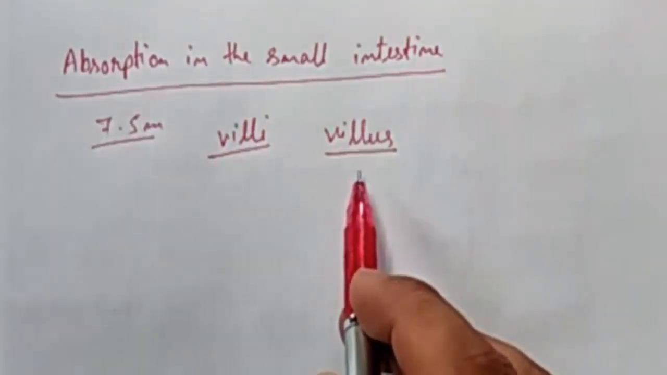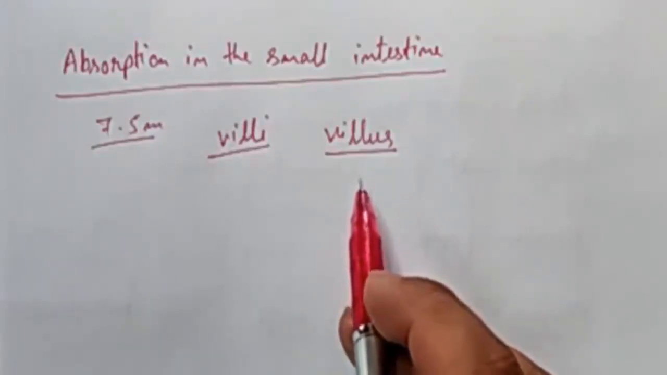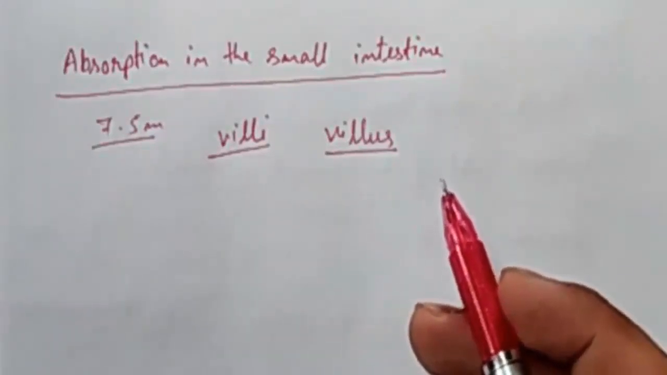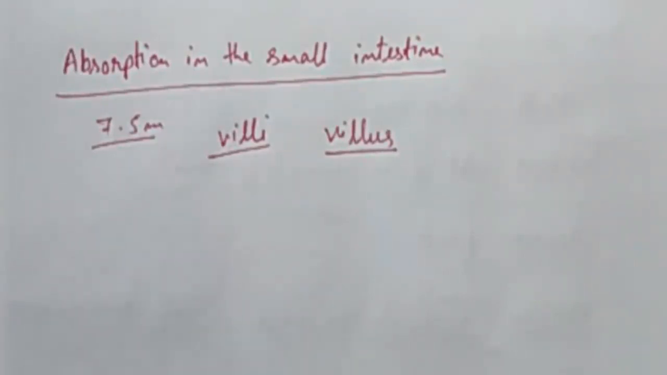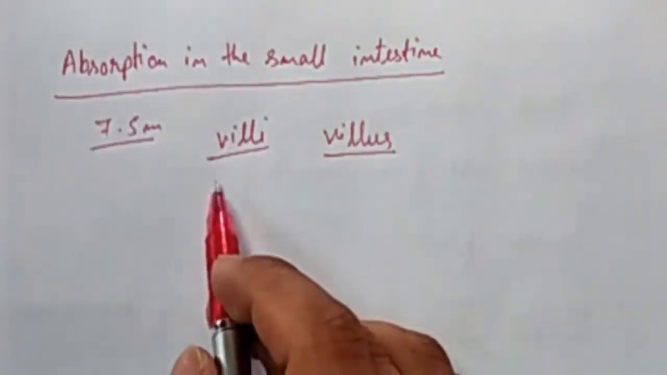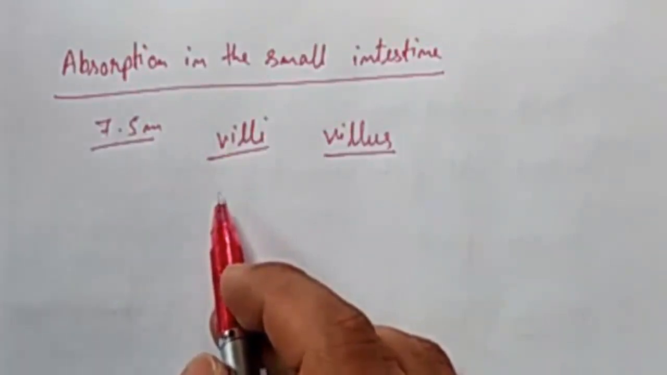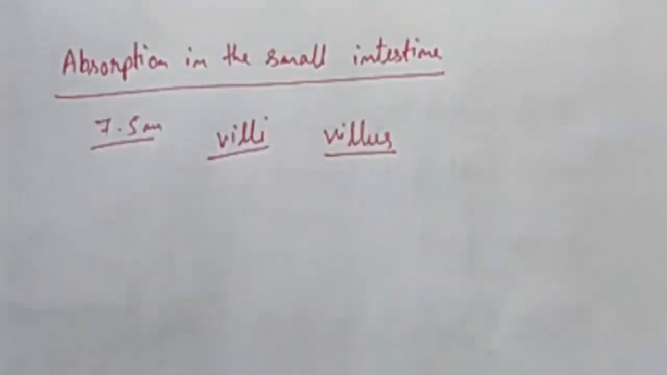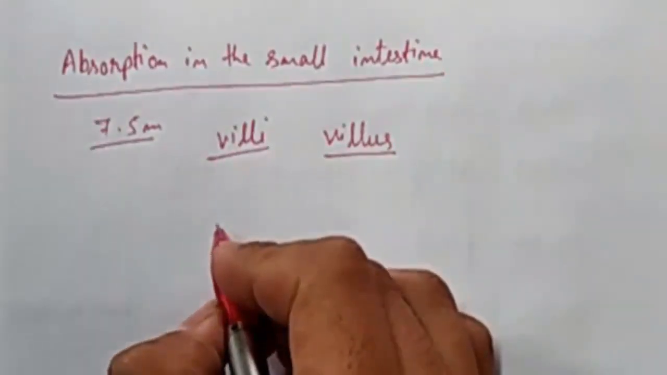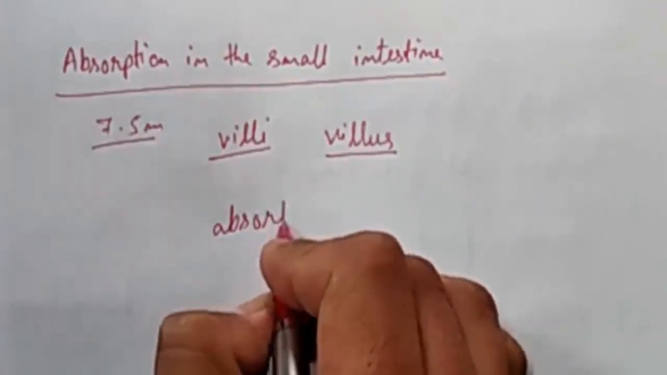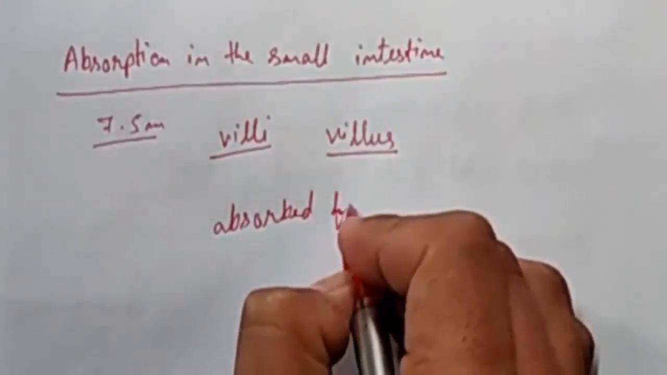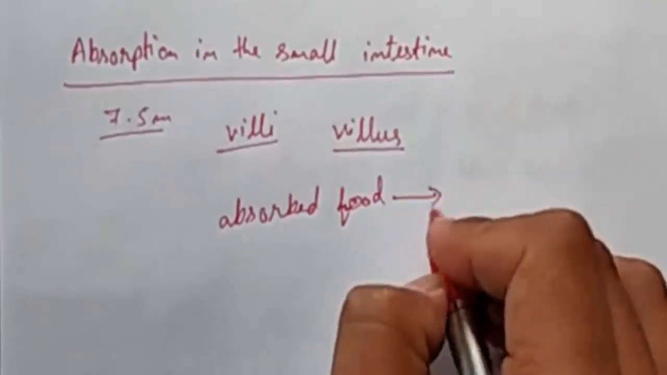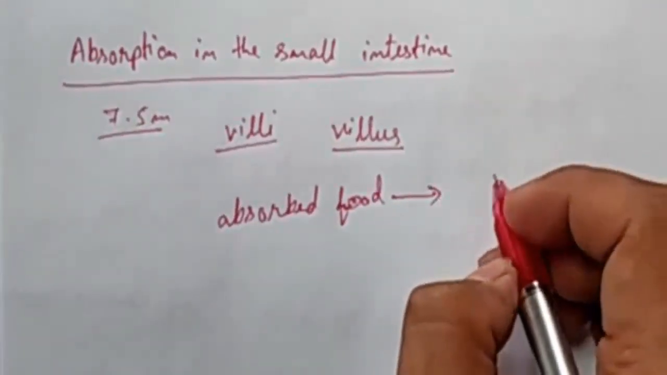Each villus has a network of thin and small blood vessels close to its surface. The surface of the villi absorbs the digested food materials. The absorbed substances are transported via the blood vessels to different organs of the body. This absorbed food is transported to different organs.